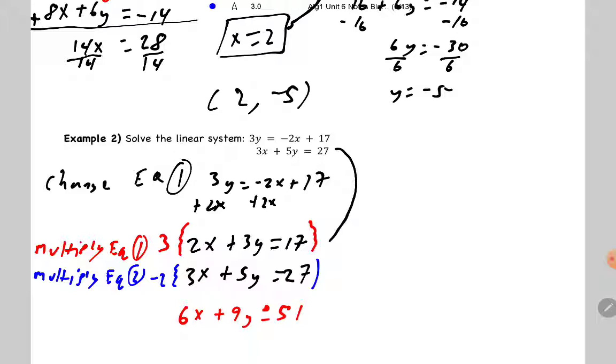Negative 2. So my second equation is going to be negative 6x. Let's see what I did there. I found the lowest common multiple. So I took 2x and 3x, found the lowest common multiple, which is 6x, and then multiplied them so that they'll cancel out. So negative 2 times a positive 5y is minus 10y, and then equals 27 times negative 2, which is negative 54.